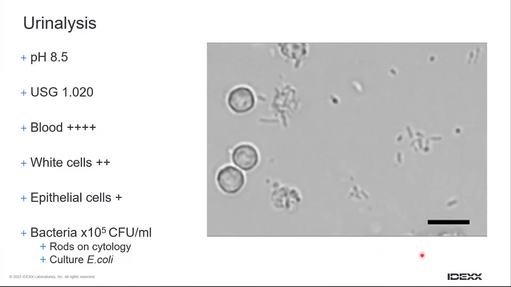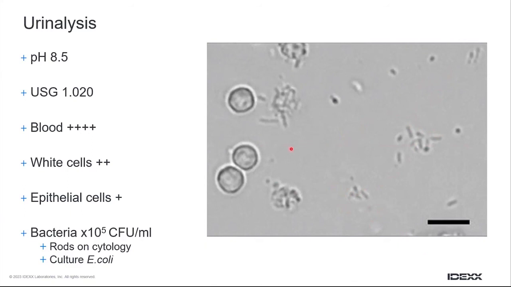But we discovered that when we did her urinalysis, she had a pH of 8.5, so more alkaline than usual. Our urine specific gravity was quite dilute, but we knew she had kidney failure, so that wasn't a great surprise. There was lots of blood. We could see that from the physical examination, but there were also lots of white cells and some epithelial cells. But there were bacteria absolutely everywhere, and we could see that there were rods on the in-house cytology, and we then submitted that to the lab for culture, and it had a high concentration of E. coli.